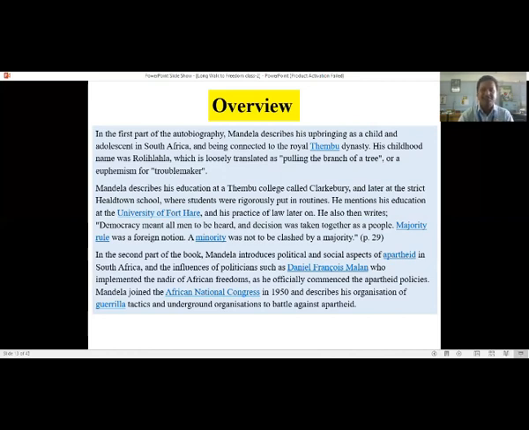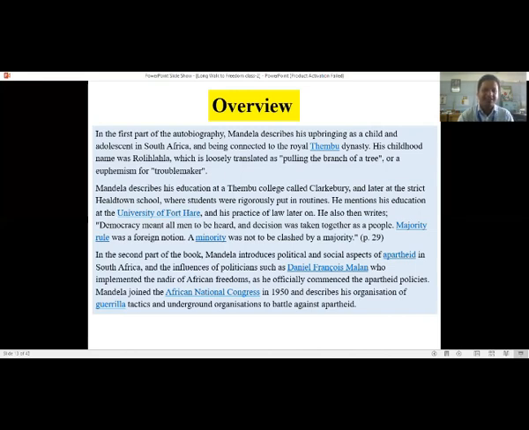Mandela then describes his education at a Thembu college called Clarkebury, and later at the strict Healdtown School, where students are rigorously put in routines. He mentions his education at the University of Fort Hare and his practice of law later on.